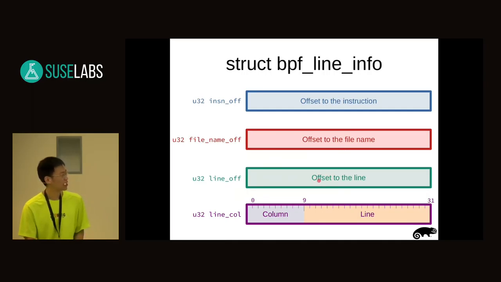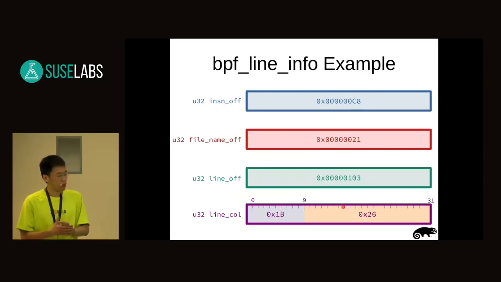And the next is the offset to the line, more like the offset to the line string. I will show you the example later. It actually refers to the actual line of source code. And the last one is the column and line. As I said, the first 10 bits are for the column, and the rest is for the line. Okay, let's see the example, maybe it's easier to understand.